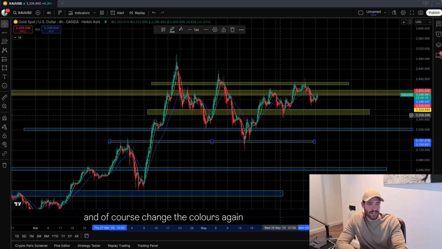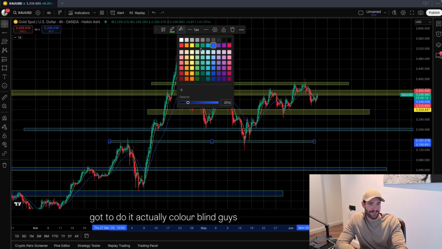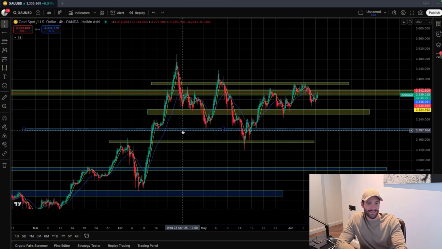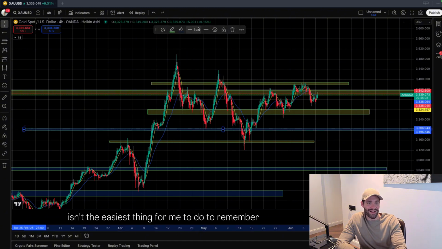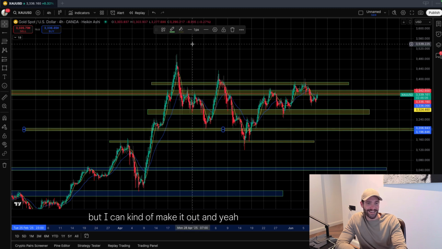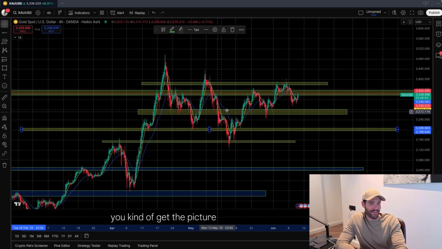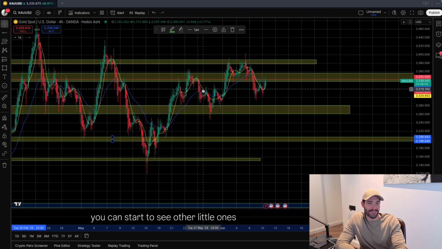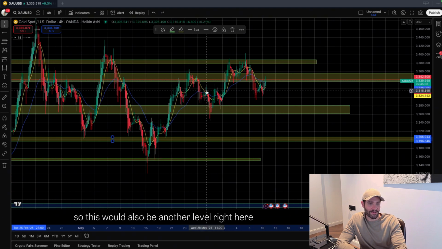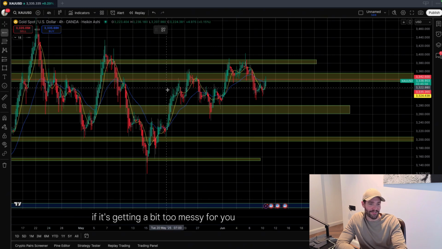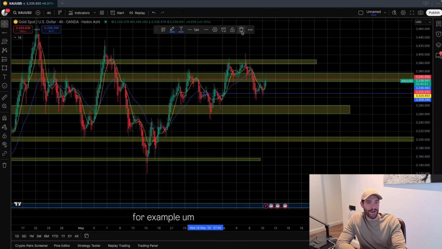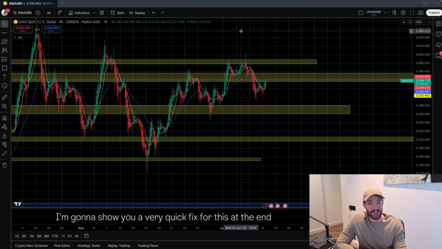And of course, change the colors again. Got to do it. Actually, I'm colorblind, guys, so this isn't the easiest thing for me to remember, but I can kind of make it out. And yeah, you kind of get the picture. If you zoom in even more, you can start to see other little ones throughout the day. So this would also be another level right here. If it's getting a bit too messy for you, you can actually just use your line tool like this, for example. I'm going to show you a very quick fix for this at the end.